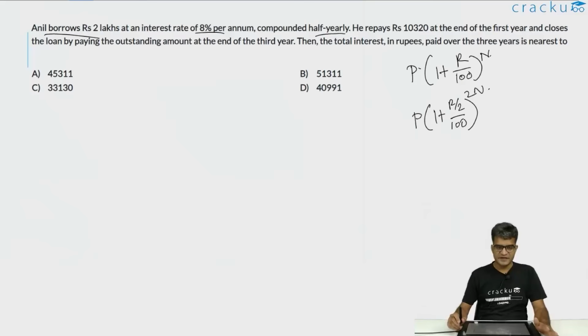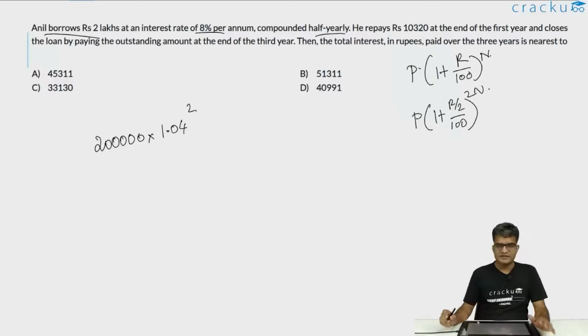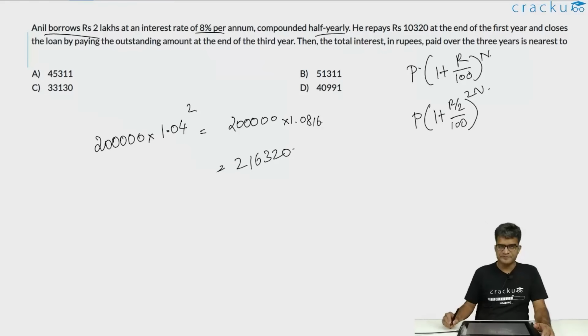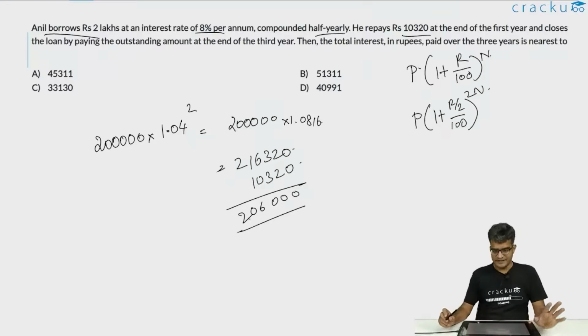So the total amount will be P into 1 plus R by 2 divided by 100 whole to the power 2n. In this particular case, the principal is 2 lakhs. So this is 2 lakhs into 1.04 whole square. This is the total amount that he will receive at the end of 1 year. This is the amount that he should repay at the end of 1 year. This, if you calculate, will be equal to 2 lakhs into 1.0816. This is equal to 2 lakhs 16,320. Out of this, he repays 10,320. So the amount that is outstanding is 2 lakhs and 6,000.